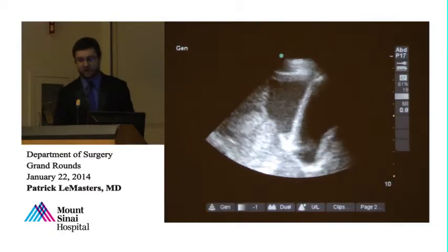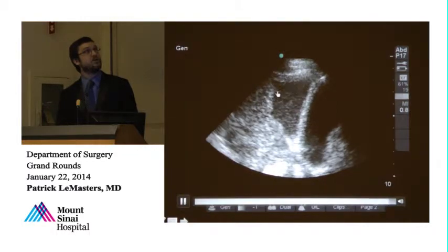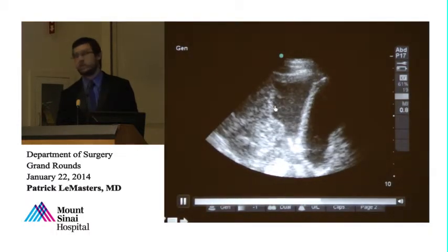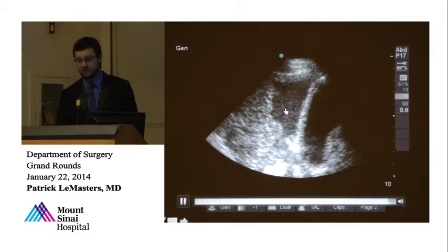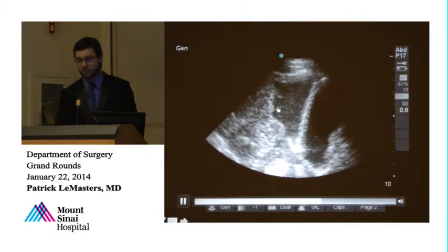Continuing on, this is a male pelvis now, looking at the bladder and then this large amount of fluid behind it. You can even see the loops of bowel swirling around in this large amount of fluid behind the bladder. So this is another positive FAST study in a patient that had undergone blunt abdominal trauma.